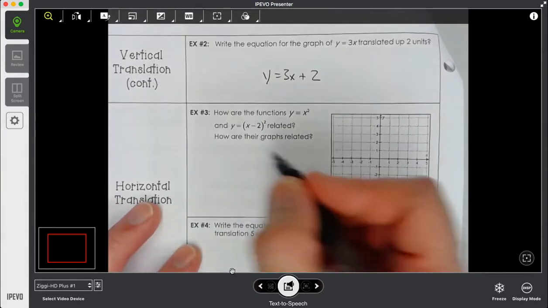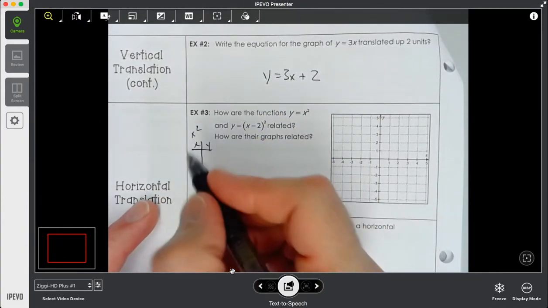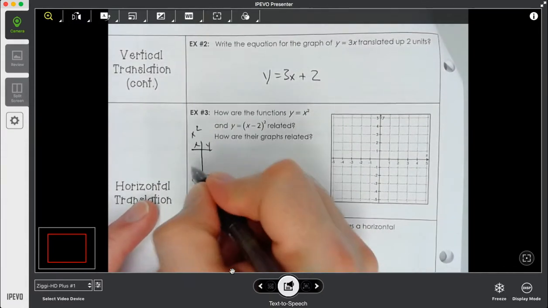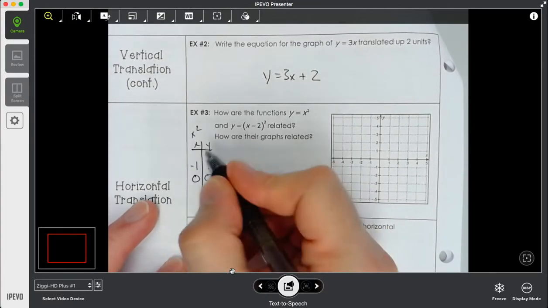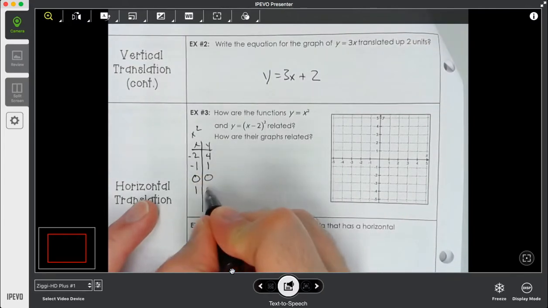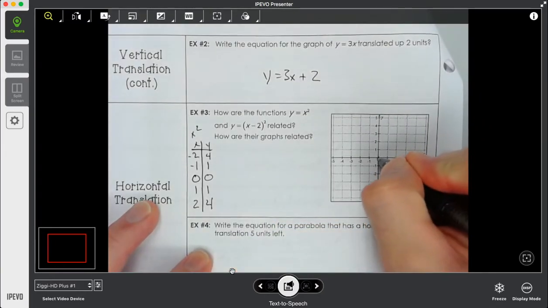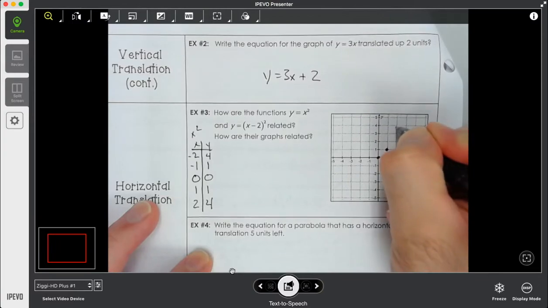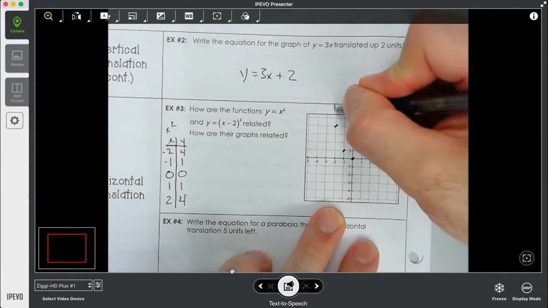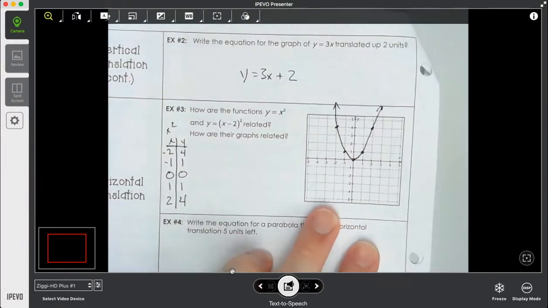And so if we use a table of inputs for x squared, I have x and y. If I put in 0, 0 squared is 0. If I put in -1, -1 squared is +1. If I put in -2, -2 quantity squared is 4. If I go up to 1, 1 squared is 1. +2 squared is +4. So I can graph x squared. 0, 0, 1, 1, 2, 4, -1, 1, -2, 4. And so I'm going to sketch this parabola. And hopefully your graphs are prettier than mine.